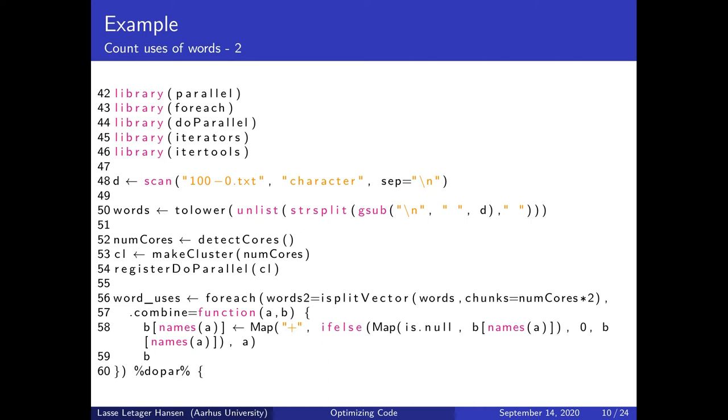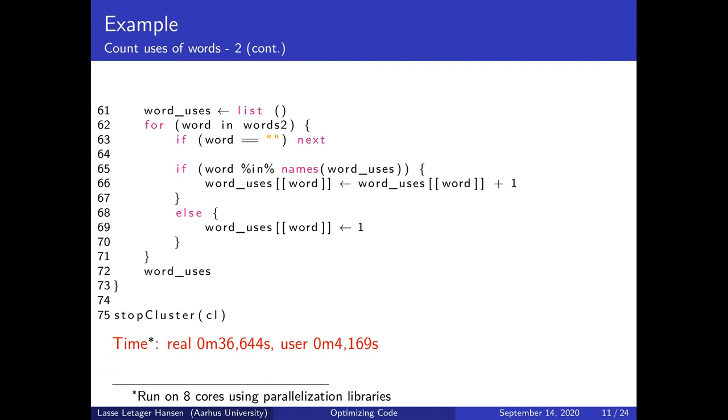What we do is basically split our data into 8 or 16 chunks of data that we then process each by itself. And then we combine them afterwards. What you see in line 58 is this combine method, which basically just takes the lists and sums the counts of the words. Then we have the code we had before that we run for each of these parallel calls. And we can see that this greatly improves the runtime. We get down to 36 seconds from 8 minutes. So we save a lot of time actually doing this.